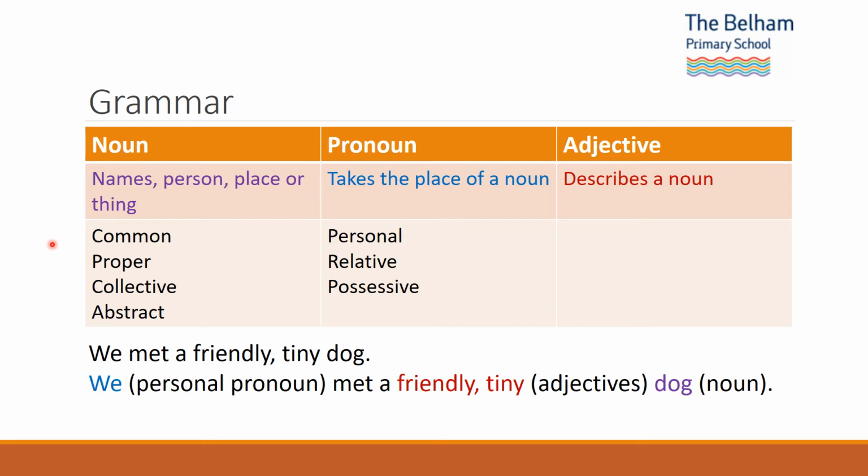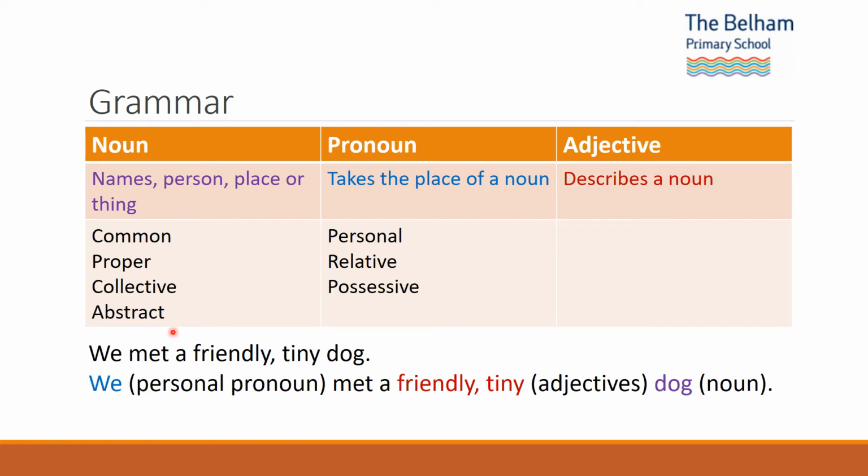Okay, moving on to nouns, pronouns and adjectives. So a noun can be a name, a person, a place or a thing. And there are 4 main types of nouns. So first of all, I'm going to talk about what common nouns are. So a common noun is a word that we use for something. So a boy, a cat, a bridge. And when we write those, we write them in lowercase.